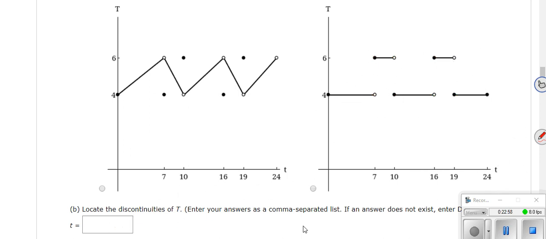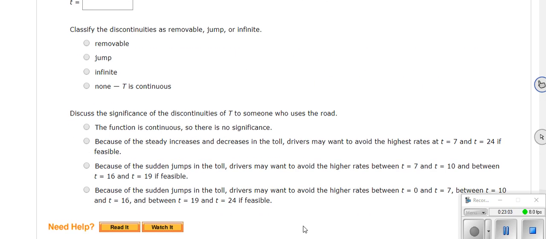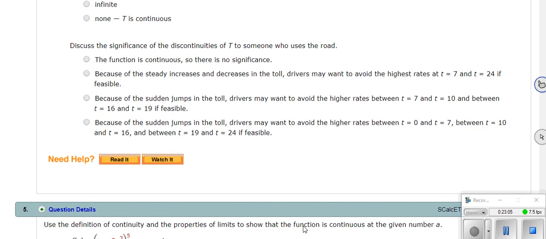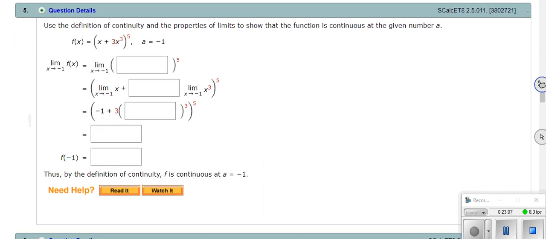And then they ask you later on if they're jump or removable or infinite. And of course, those are jump. I'm going to let you all answer the question.